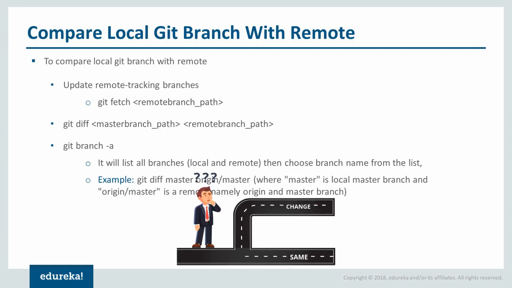Now this command will list all the branches. You can see master, new branch, new tab, and then it is also showing the remote branches. So we can choose the branch name from there. For example, this option that we already saw, master and origin slash master, where master is the local master branch and origin slash master is the remote origin's master branch. Origin is the remote repository name and master is the branch name.